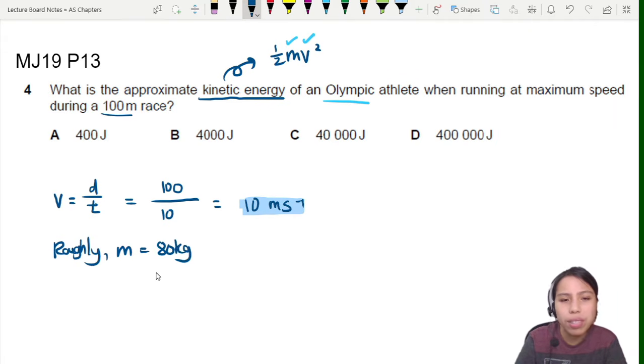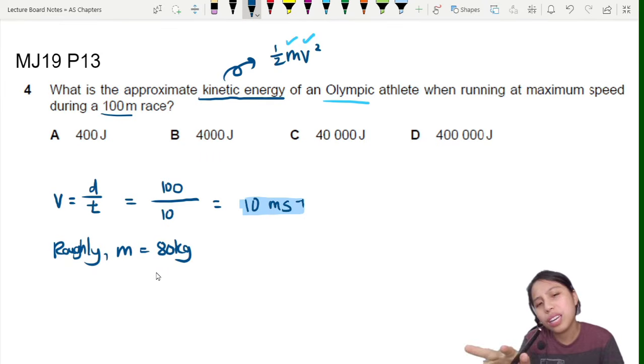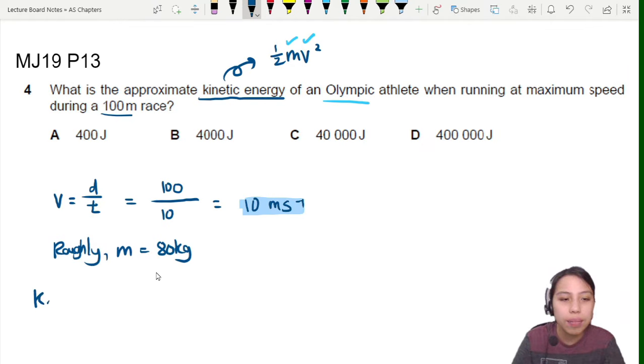I'm going to assume this is an average guy. Maybe a girl could be this heavy as well. Who knows? Somewhere around 70 to 80, you can pick any value. Now we are good to plug in our half mv squared. So now I'm going to say the kinetic energy, KE, will be half mass. Make sure this is in SI unit. And v squared, where is my velocity? 10 meters per second. So half times 80 times 10 squared.